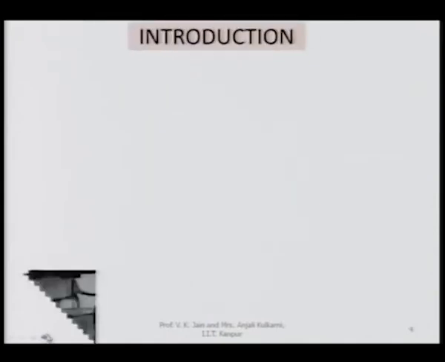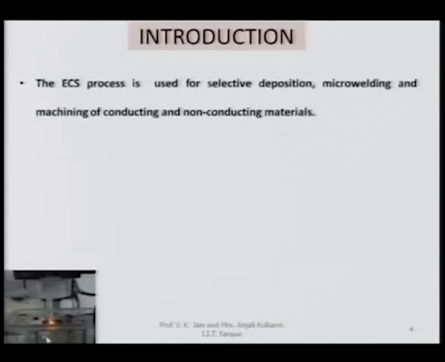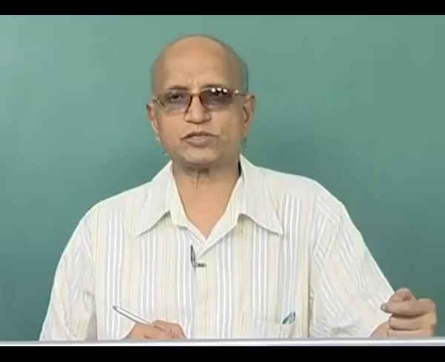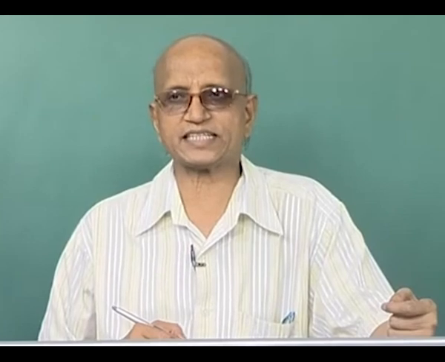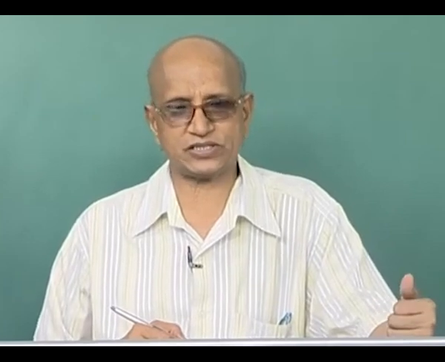Introduction. The electrochemical spark process is used for selective deposition, welding or micro welding, and machining of conducting as well as non-conducting materials. That means this process can be used for electrically conducting as well as electrically non-conducting materials.